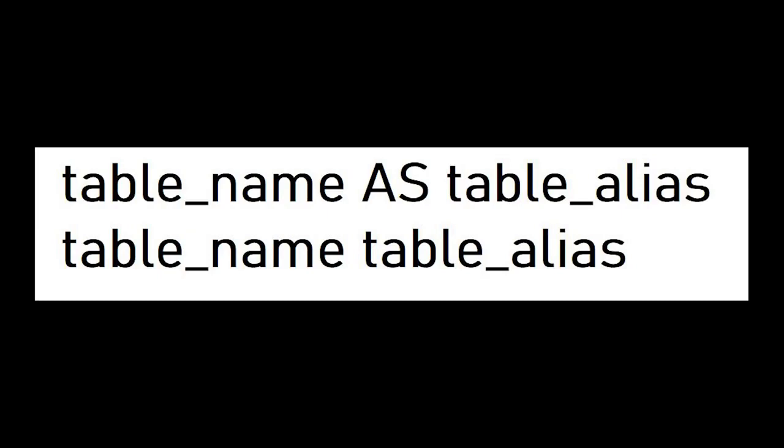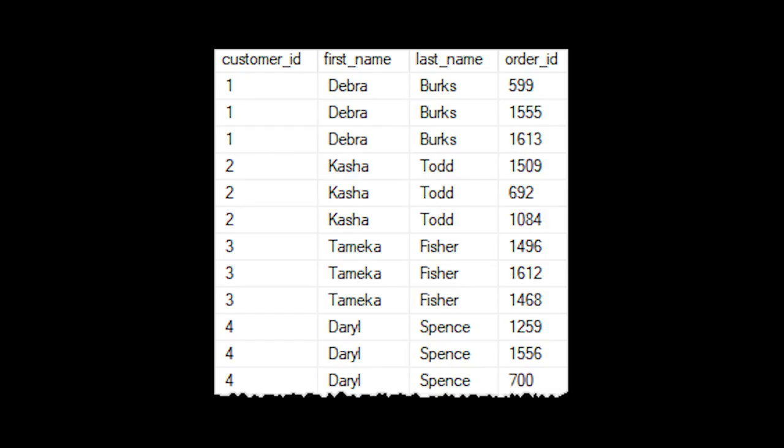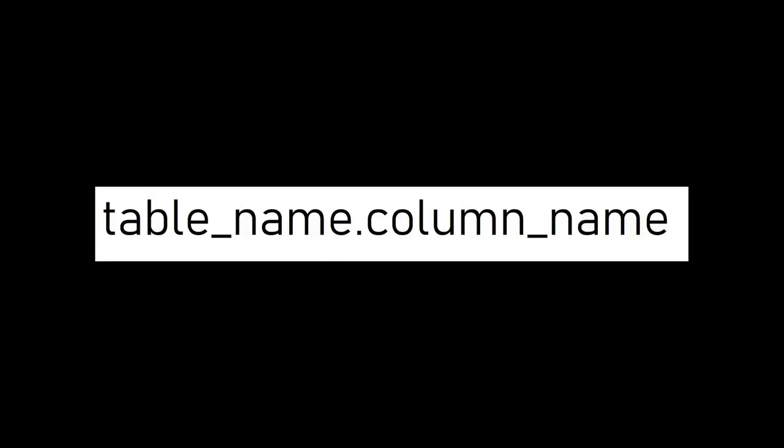A table can be given an alias which is known as correlation name or range variable. Similar to the column alias, a table alias can be assigned either with or without the as keyword. See the following example. In this example, both the customers and the orders tables have a column with the same name customer ID, therefore, you need to refer to the column using the following syntax. If you did not do so, SQL Server would issue an error.